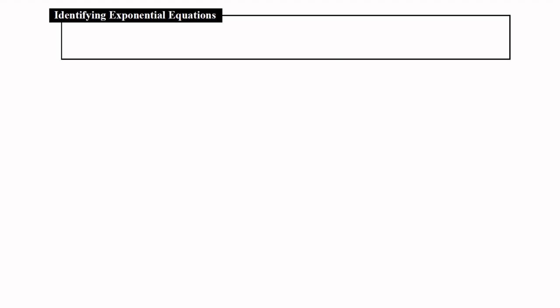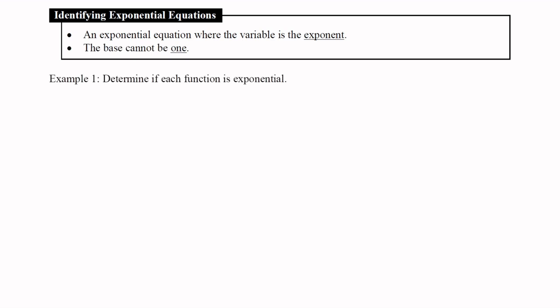So let's talk about identifying exponential equations. An exponential equation is an equation where the variable is the exponent. The base cannot be 1. So here's a few exponential equations. We're going to identify if they're exponential or not.